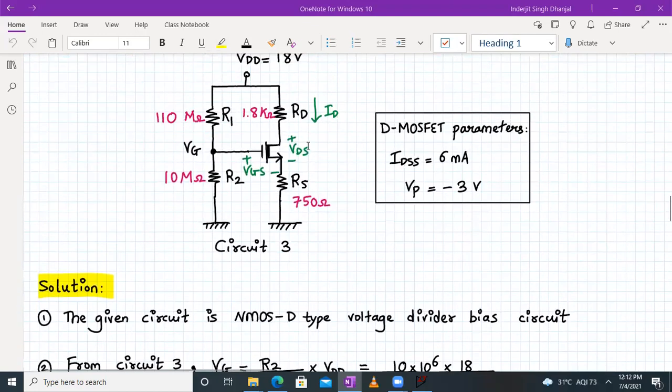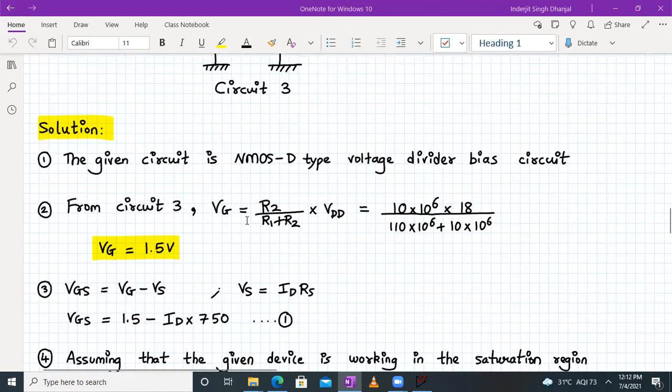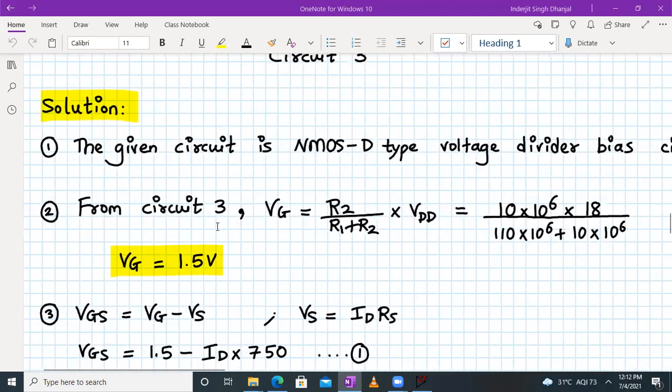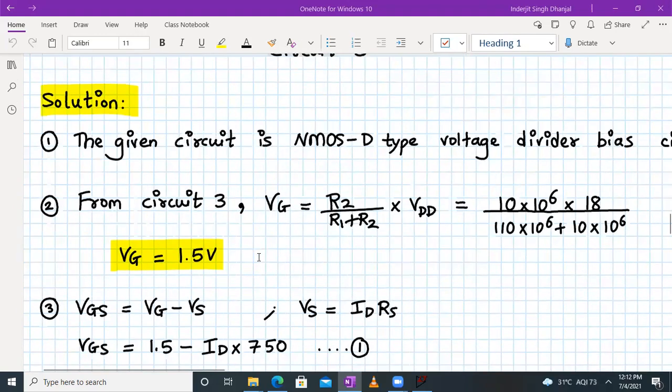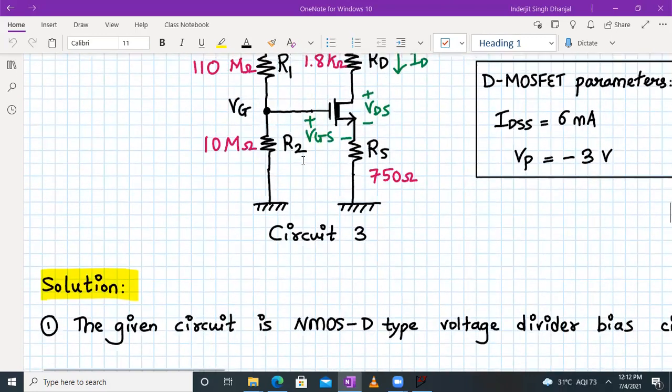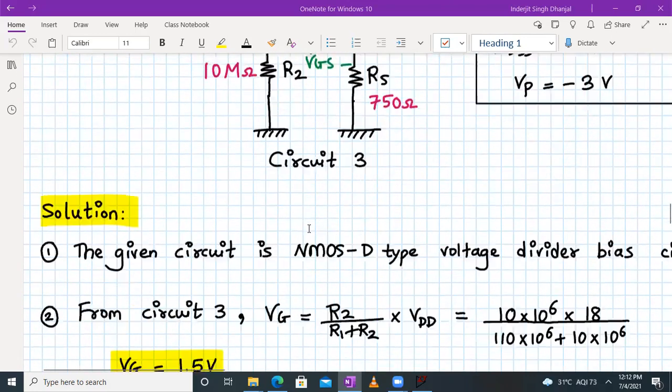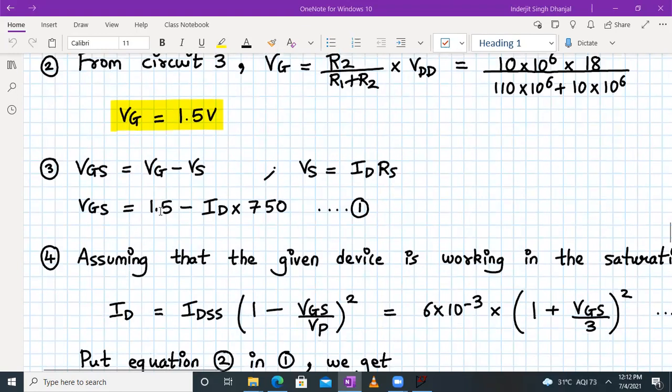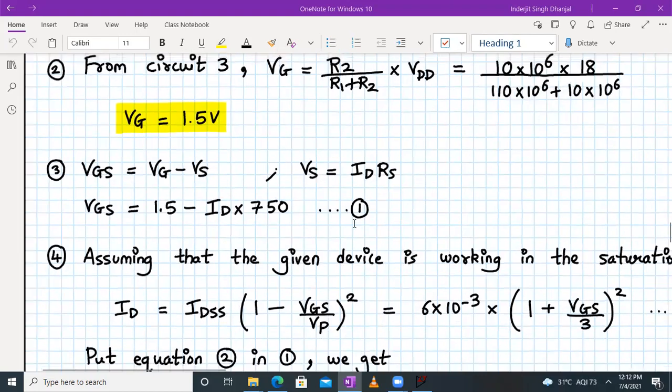Your given circuit is a voltage divider bias. Your VG will be given by R2 divided by R1 plus R2 into VDD, so your VG value will come out to be 1.5 volt. Next, VGS is given by VG minus VS, and in the circuit VS is ID RS. So VGS will be given by 1.5 minus ID times 750. RS value is 750. This we call equation number 1.